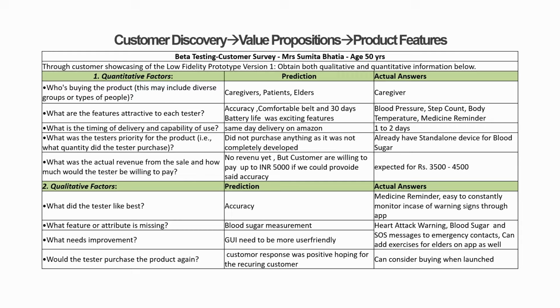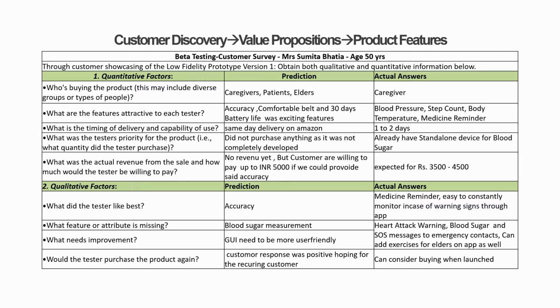This is another, Sumita Bhatia, where again she said that the caregiver is the person who will make a purchase decision, and they also had a similar liking for the blood pressure, step count, body temperature, and the medicine reminder, right. 1 to 2 days was typically what this person was looking at. Already have a standalone device for blood sugar measurement, right. The expected amount to be paid was 3500 to 4500 rupees.